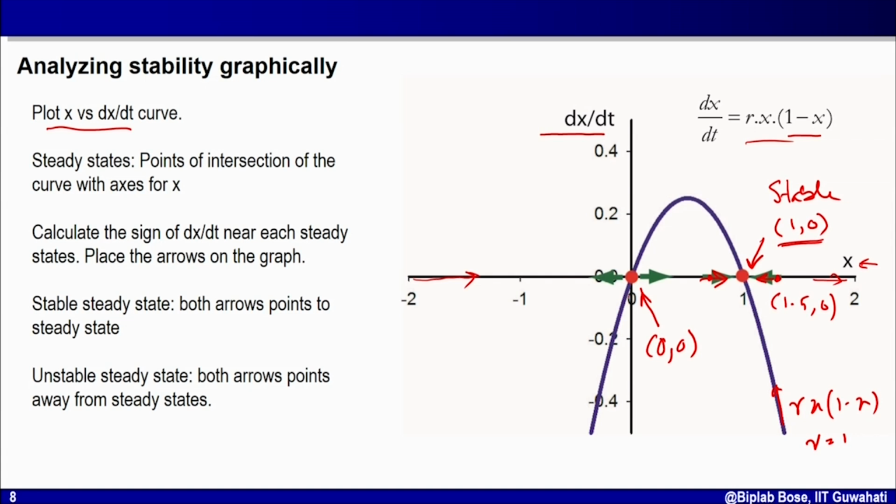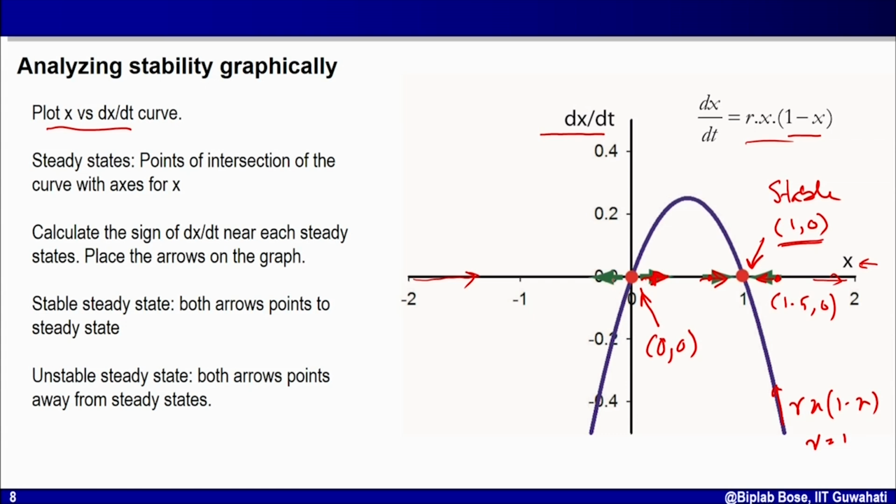You can do the equivalent thing for the 0, 0 point. This is also a steady state. So I take a value slightly bigger than x equal to 0 and calculate dx/dt there. And the sign of that dx/dt you can easily see. Say for example x equal to 0.1. You can check it. x equal to 0.1 will give a dx/dt positive. That means my arrow will point like this. x will increase with time.